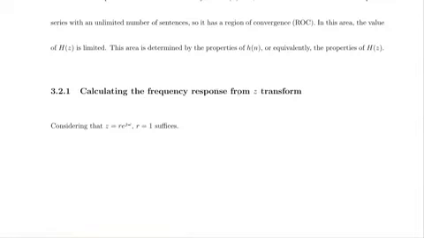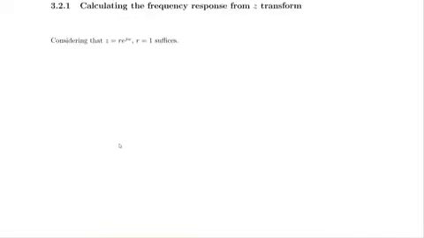Computing the frequency response from the z transform. Considering that z is equal to r times e to the power of j omega, we will define r as equal to 1, and it will suffice the condition. So r here should be equal to 1, then everything will be converted from the z domain into the frequency response of the system.